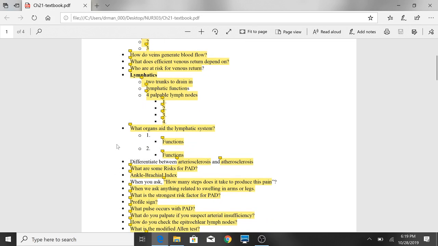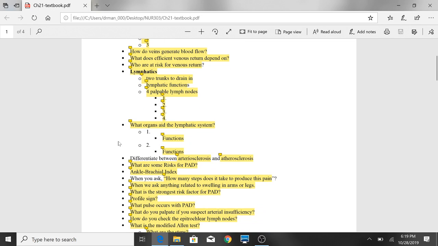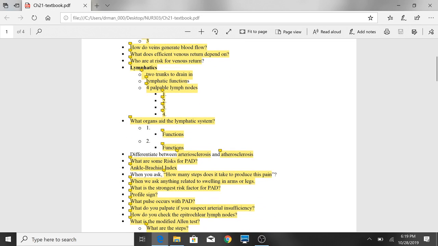So let's talk about the organs that aid the lymphatic system. We've got three: the spleen, tonsils, and the thymus. The functions of the spleen, there are four of those. They store red blood cells, they destroy red blood cells, they produce antibodies, and they filter microorganisms. And then the tonsils basically respond to local inflammation.